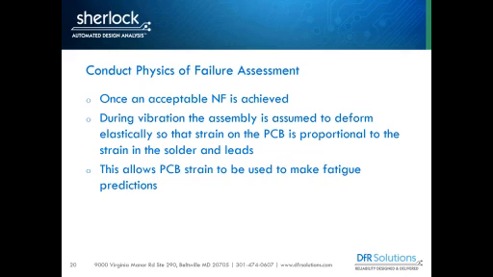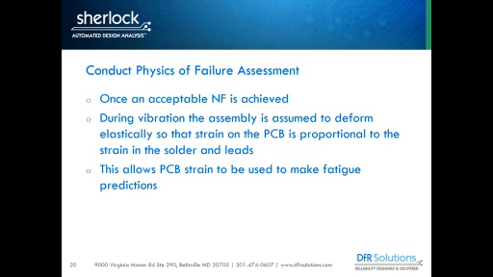One thing to remember, as we said before, during vibration we have to avoid any type of plasticity or inelastic or nonlinear strains. So during vibration, we're going to assume that we're in the elastic regime. And once we get to elastic, things are linear. So now I can say, if I bend the printed circuit board a certain amount, that's going to be proportional to the strain in the solder and the strain in the leads. So that allows us to make fatigue predictions based on board level strain.